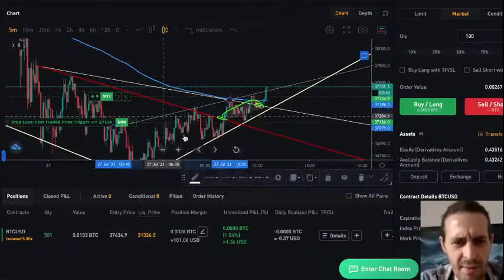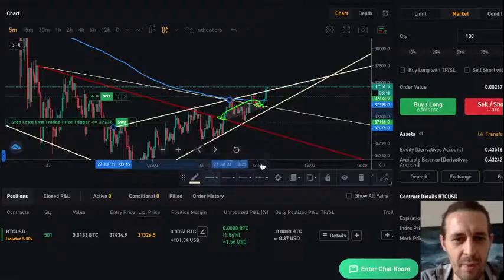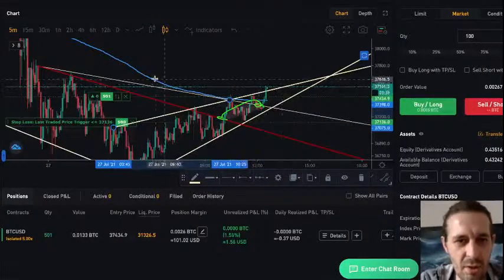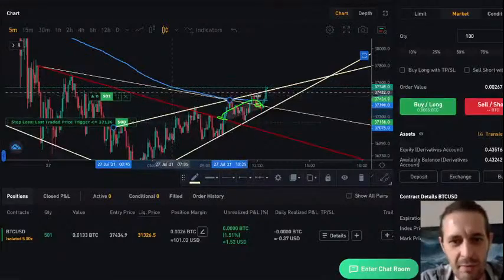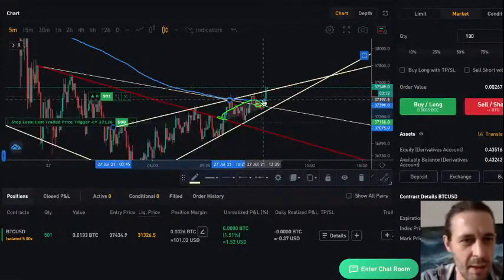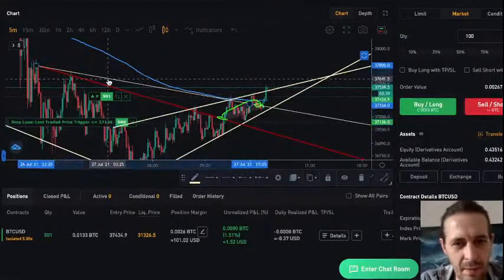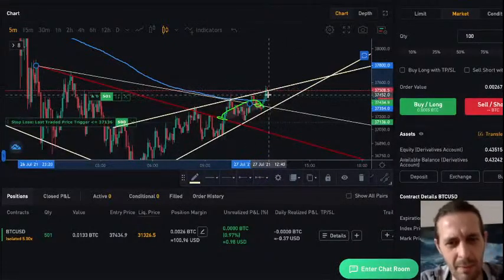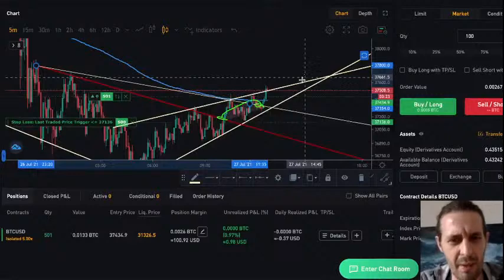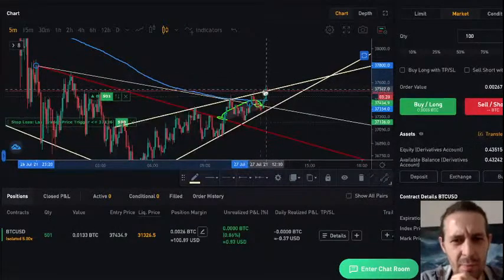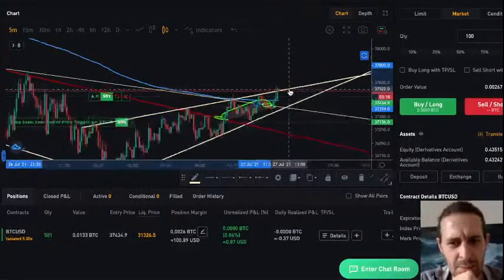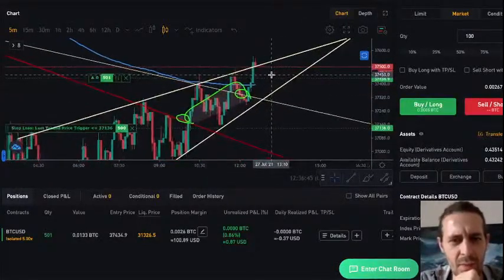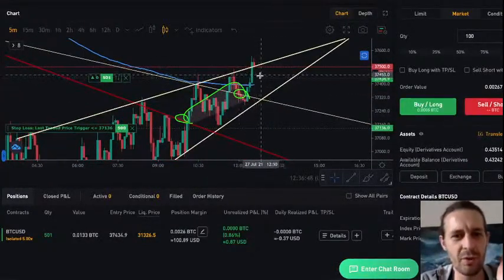So basically the nice thing is we closed the 5 minute candle above this rising wedge and above everything, above the 200 EMA, above the second resistance. And now, yeah, we probably will go down and bounce back and forth, but the main thing is that we closed above this rising wedge. So for me it's quite good.